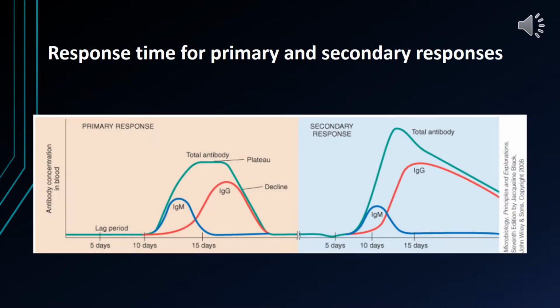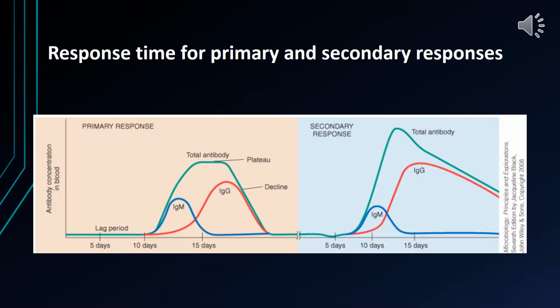This graph provides a comparison of the response times for primary and secondary responses. So in the primary response, you can see that it takes about 10 days to start producing any type of antibody. And also in the green line, where it shows the total antibody, we have a plateau, which basically indicates that it takes us a while to completely combat and then destroy the pathogen.